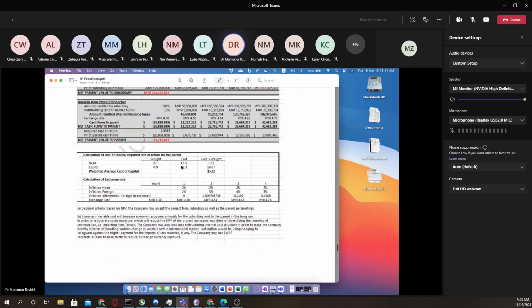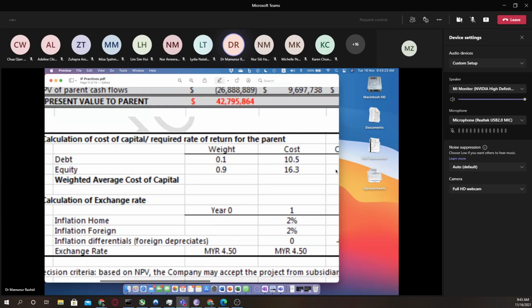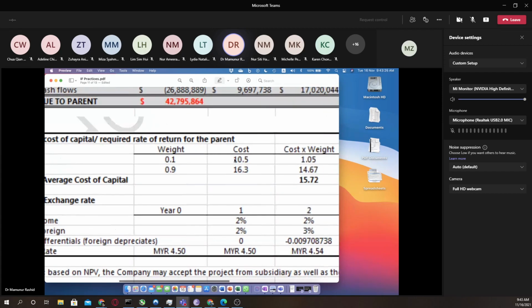Calculated cost of capital is 16.3. Okay. Now the first one, debt, cost of debt. How do we get this 10.5%? How do we get the 10.5% calculation for cost of debt?